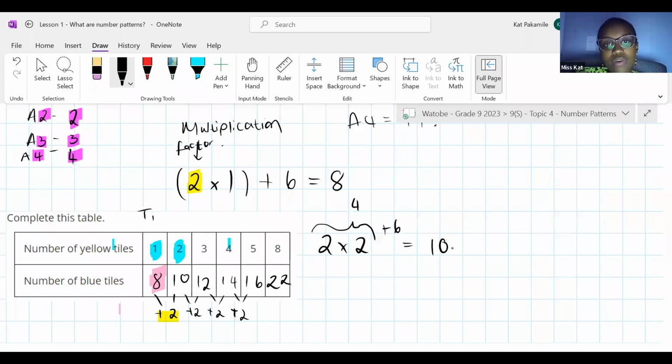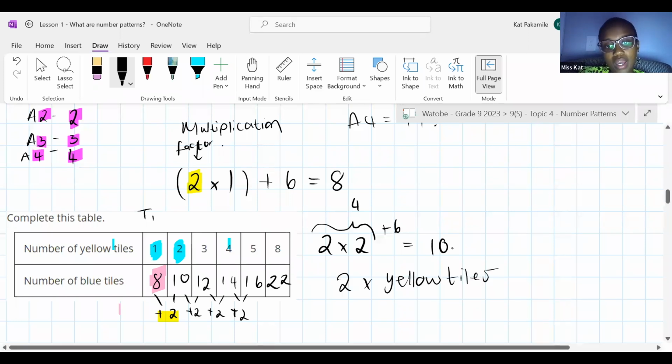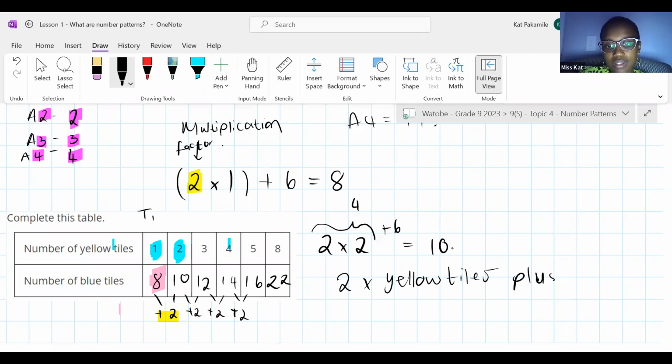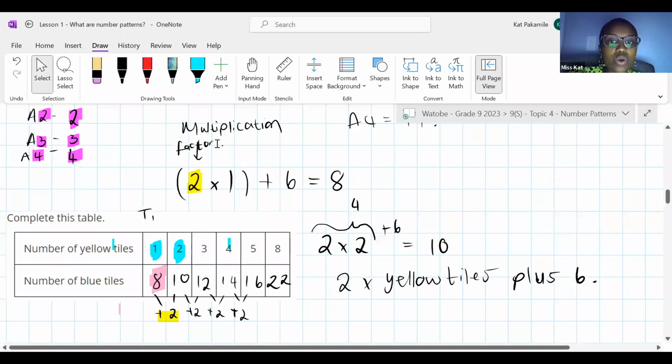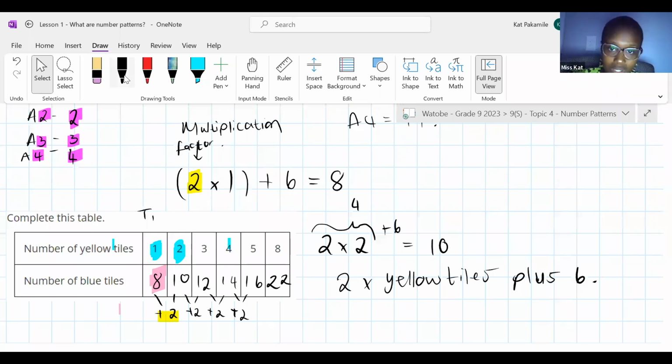So if I say to you, give me the rule in words, you would say 2 times the number of yellow tiles, and you add or plus 6. You see, guys? Now, if you didn't quite get it today, that's okay. This is more of Thursday's lesson, as I said, but it feels like you guys followed. Now, the favor I'm going to need from you is to watch this again. Watch it, follow it, so that when we do the general rules on Wednesday, you are not that lost. Okay, Barbara?